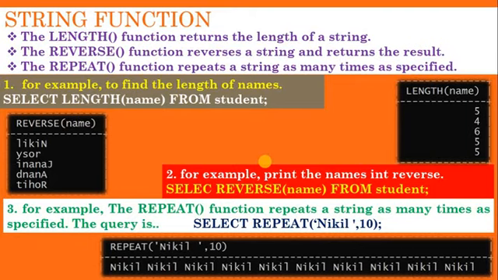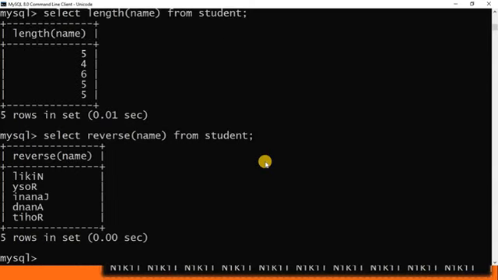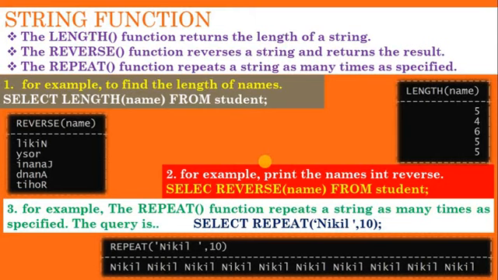Then the REVERSE command. The REVERSE command is used to print the names in reverse format. See, again I am going to give the REVERSE command. It will print in reverse format. All the names are printed in reverse format. This is the REVERSE command.